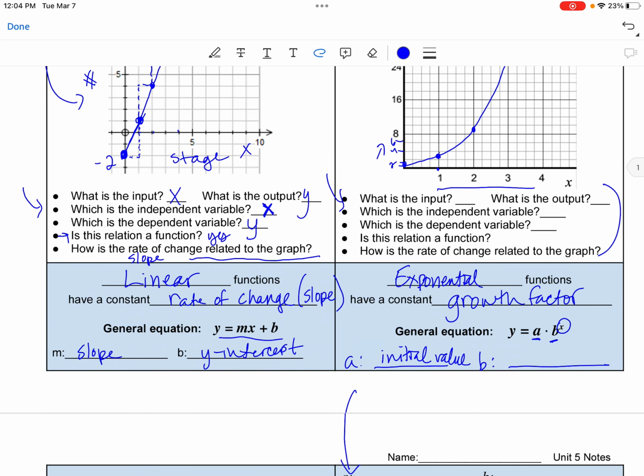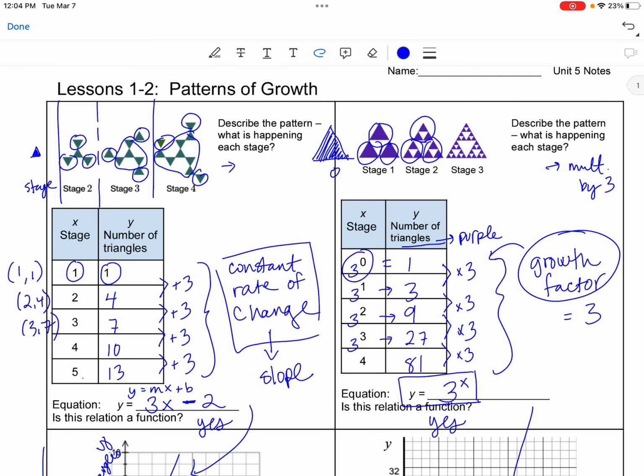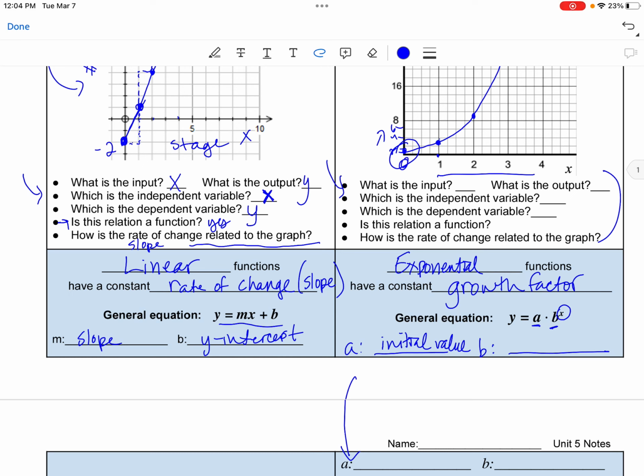We can see it in our graph here. Here's when x equals 0, y equaled 1, right? And if we go up to our stage, it was stage 0. The initial value at stage 0, and this particular one is 1. It's one triangle. So it's the initial value. It also happens to be the y-intercept, right? Which makes sense because that is when x equals 0. X equals 0 always when a graph crosses the y-axis. And then our b, that's where we're going to see our growth factor.